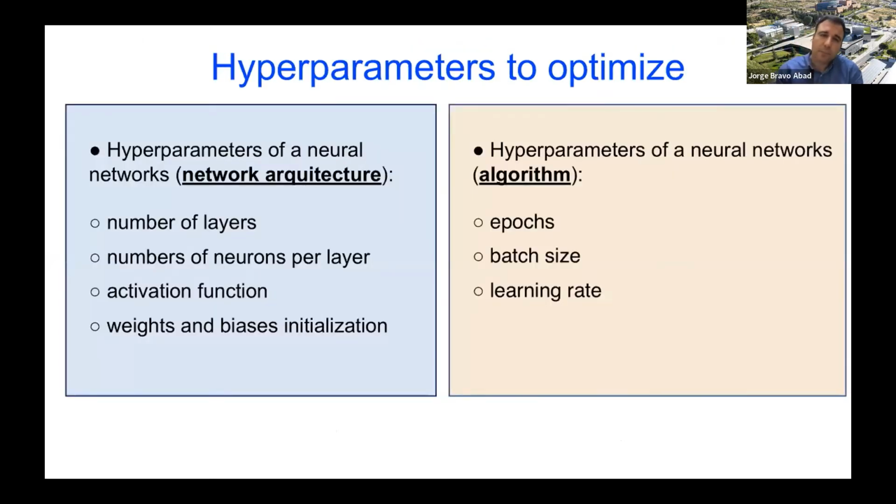Let me just say that in order to do this optimization right, you have to tweak the parameters of your algorithm. And in deep learning, and machine learning in general, these are called hyperparameters. There are some of them associated to your network architecture, like the number of layers, number of neurons per layer, the activation function, or weights and biases initialization. Those are the ones that you have to touch in order to define your network architecture. Then there are the hyperparameters associated to the neural network algorithm itself: the epochs, where the number of epochs is the number of times you go through the whole training set, the batch size, and the learning rate.